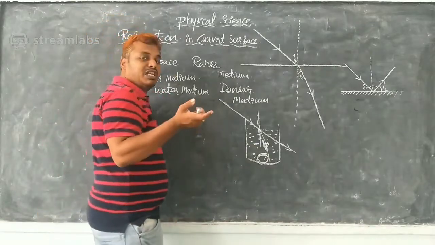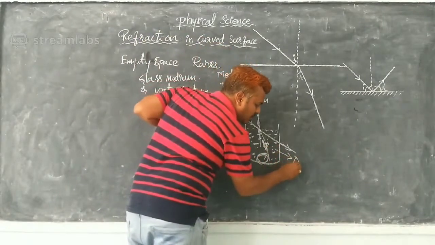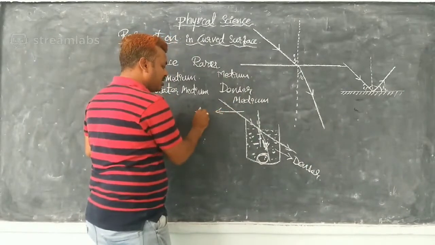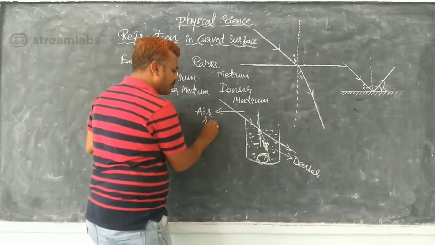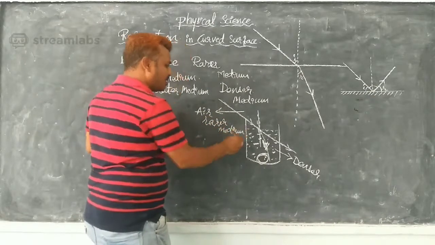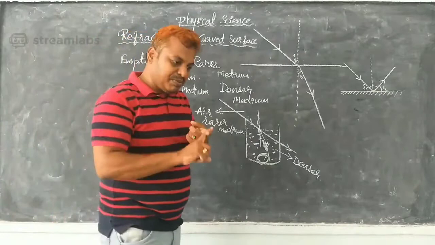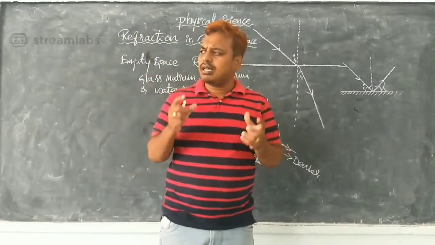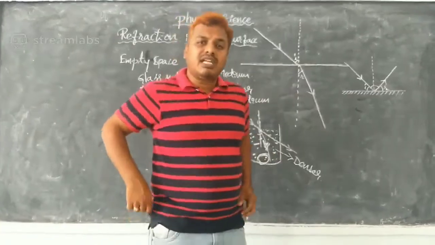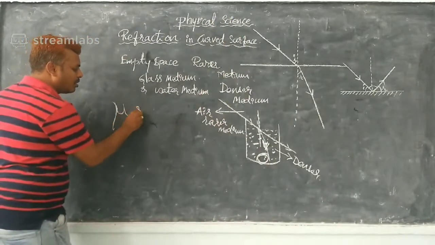So here, which one is the rarer medium and which one is the denser medium? Water is the denser medium. Air is the rarer medium. So here we see the difference, and we call it the refractive index of any material. Refractive index is denoted with mu or n.